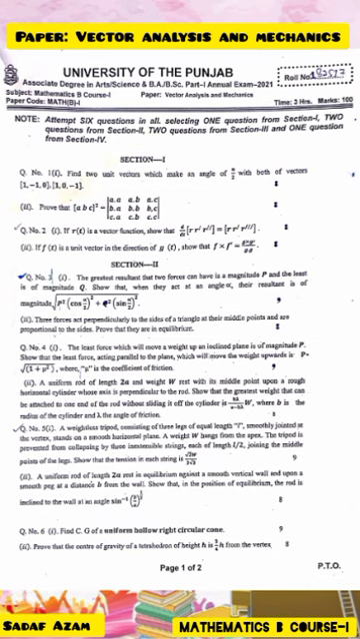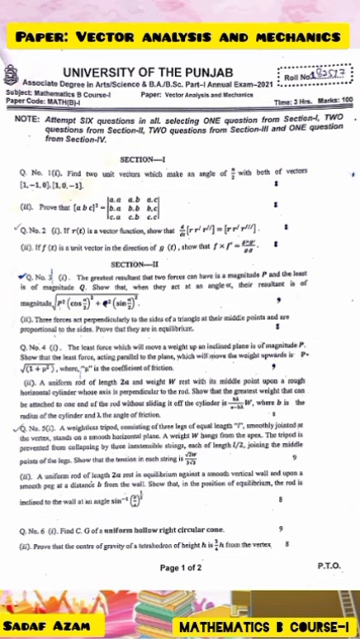1. Find two unit vectors which make an angle of pi over 2 with both of the vectors (1, -1, 0) and (1, 0, -1). 2. Prove that [A, B, C] whole square is equal to the determinant with rows: A·A, A·B, A·C; B·A, B·B, B·C; C·A, C·B, C·C.